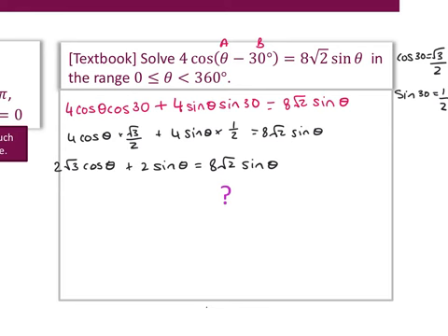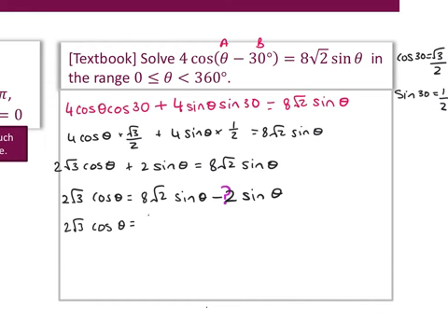So now what I'm going to do is put my sines on one side, have my coses on the other, and then I have sine and cos. Of course, it's going to be tan. So 2 root 3 cos theta equals 8 root 2 sine theta minus 2 sine theta. If I factorize out a sine theta, I'm going to get 2 root 3 cos theta equals 8 root 2 minus 2 lots of sine theta.